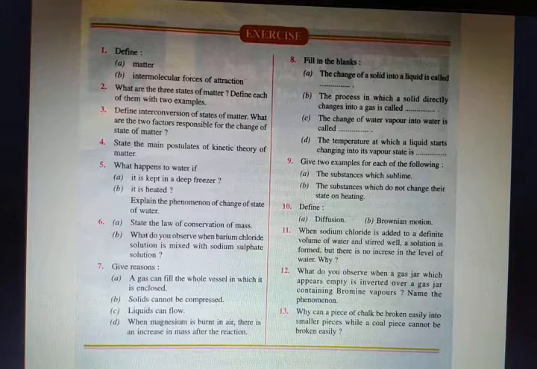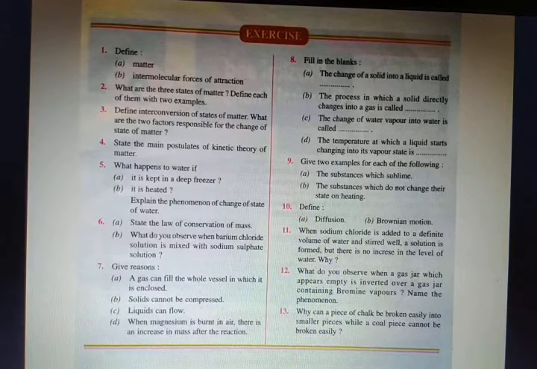So when barium chloride solution is mixed with sodium sulfate solution, what do you observe? Just write the observation: a white precipitate forms within the solution mixture. That's all. And along with that, if you want to give the reaction, you're most welcome.